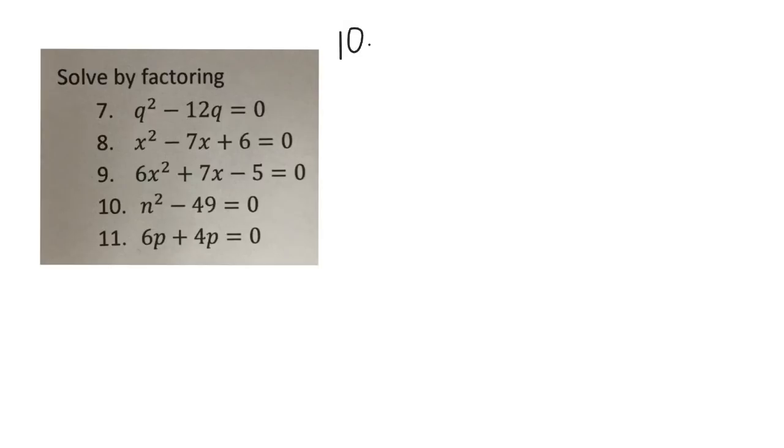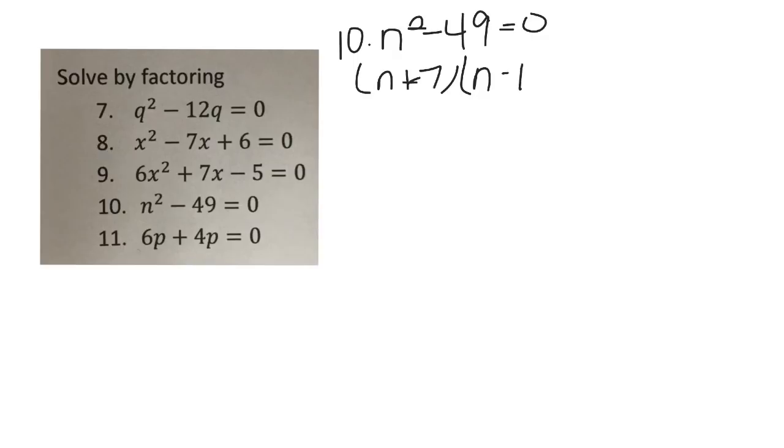Number 10 is n squared minus 49 equals 0. We should recognize that immediately as a difference of squares. The n squared minus a perfect square. So that factors to n plus 7 and n minus 7. The pattern's the same if there's a coefficient that is a perfect square as well. So n equals -7 and +7.